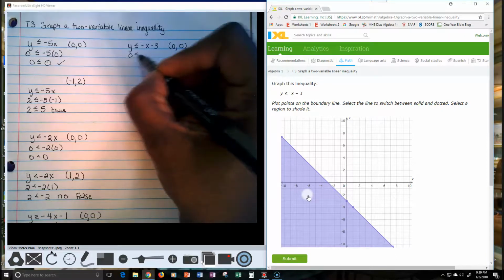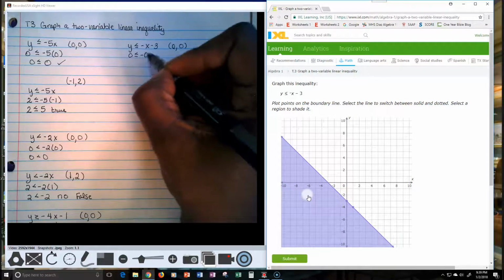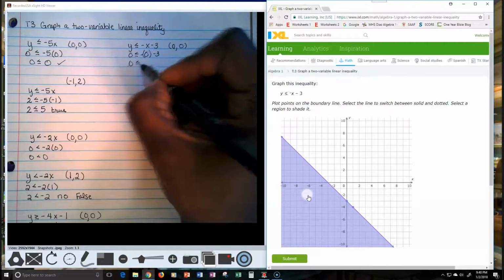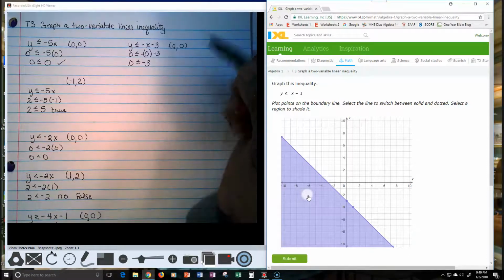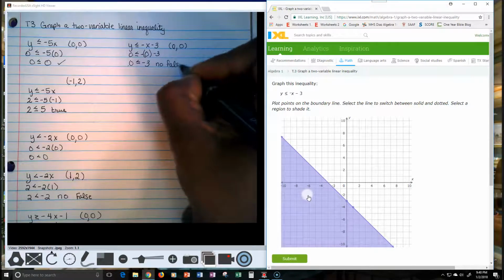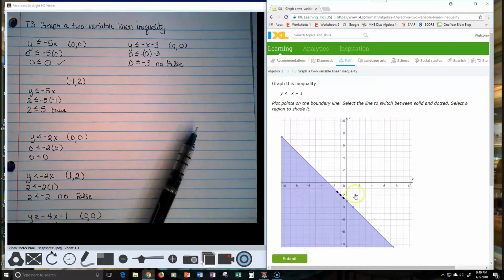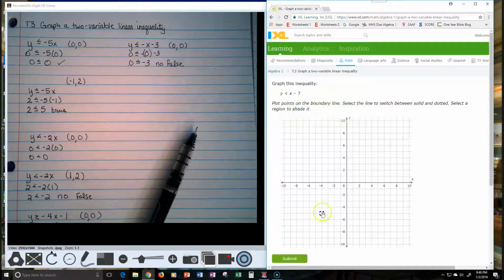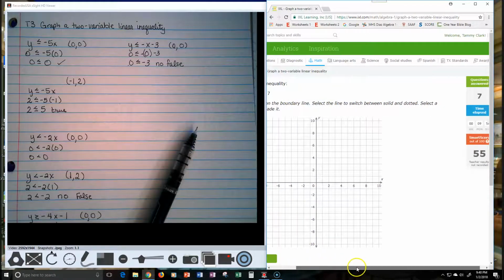So we have 0 less than or equal to negative 0 minus 3. 0 less than or equal to negative 3. Is that a true statement? No, it's false. So we don't want to shade the portion that includes 0, 0. We shade the opposite side, which we have done, so we know that's correct. So hopefully this was helpful to you.